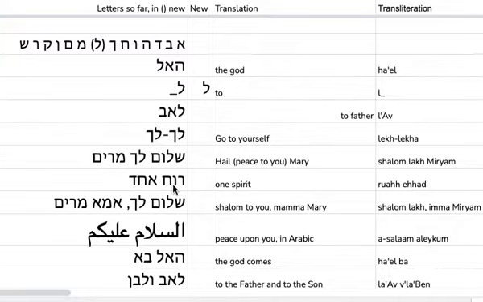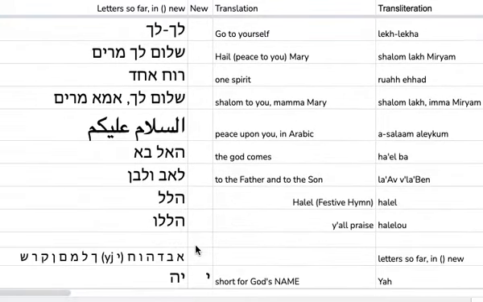Okay, remember this one? What does this mean again? Wind or spirit, right? Ruach echad. Okay, the first disciples in the Acts of the Apostles were all of one spirit. Ruach echad. Okay, again. Shalom lach Ima Miriam. This is mommy, right? Mom. Shalom lach mommy Mary. Ima Miriam.